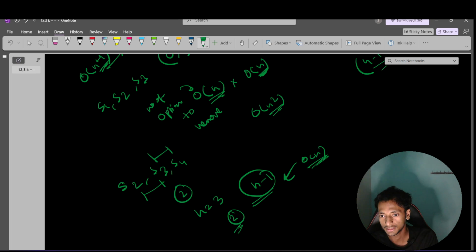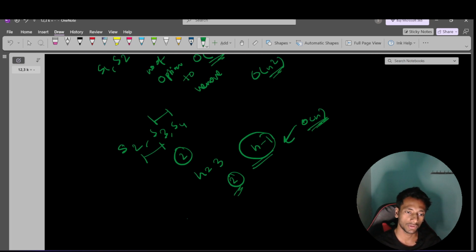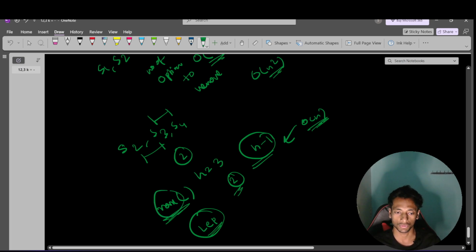I will try to check each adjacent pair and find out the length of the longest common prefix substring. Correct. And ultimately, whatever the maximum length is, I will store that. I will check what the maximum length of the longest common prefix substring is and store that. Okay, so it will take big O of n square.